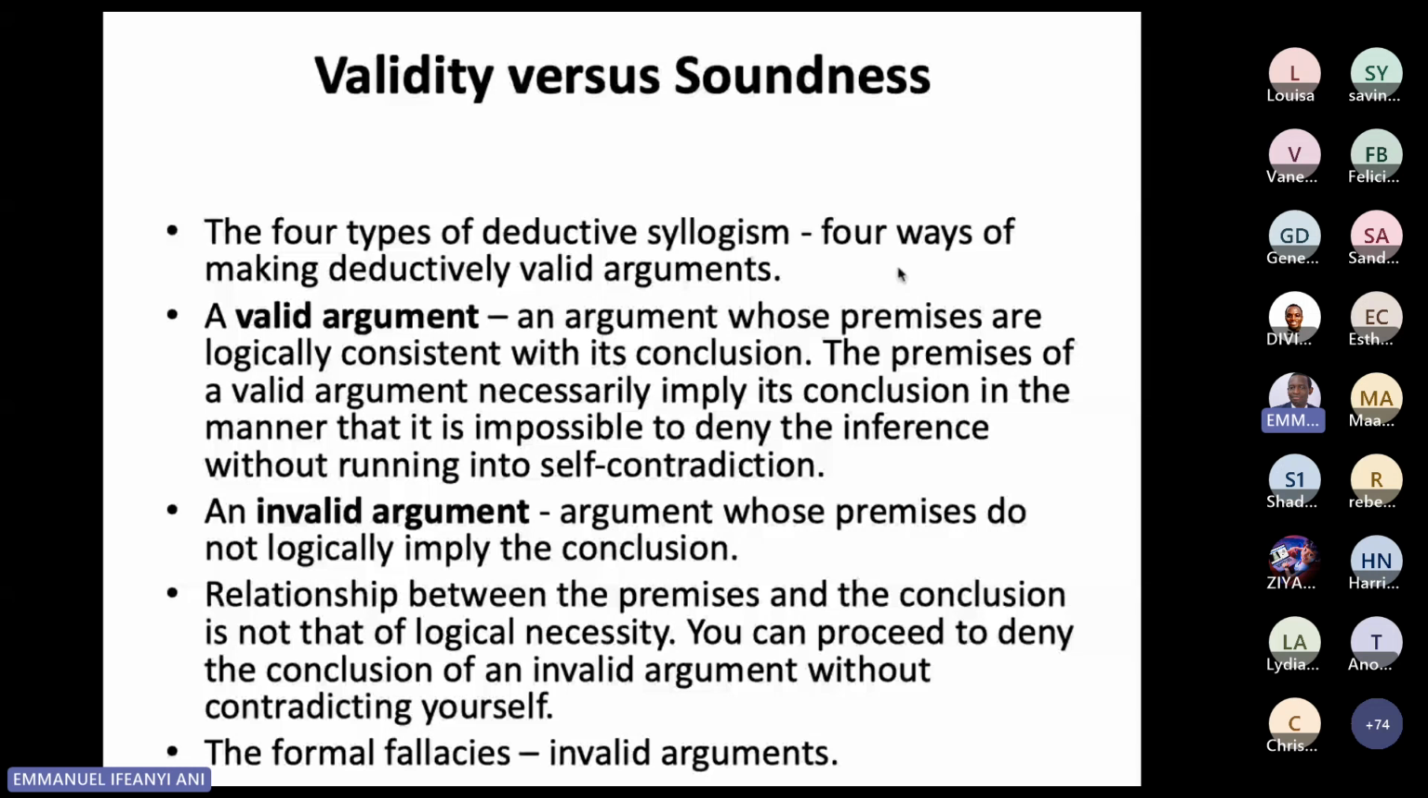Now, the formal fallacies are invalid arguments. Those fallacies we saw, we call them formal fallacies. Denying the antecedent is a formal fallacy. Affirming the consequent is a formal fallacy. The two types of hypothetical fallacies are formal fallacies. From next week, we're going to be seeing informal fallacies, so you can compare the formal fallacies to the informal fallacies. But any fallacy committed in a deductive reasoning is called a formal fallacy.